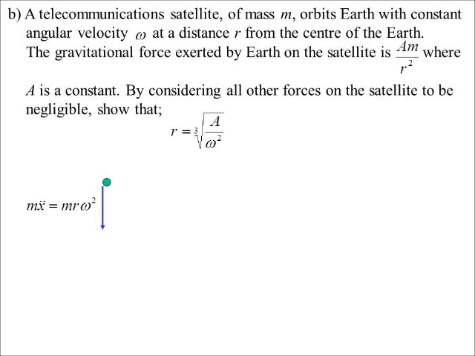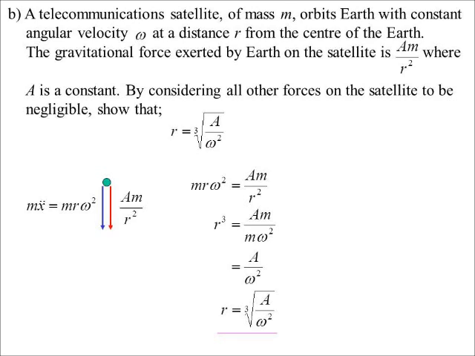What else do we have? We have the force due to gravity, which also goes towards the centre of the circle, no matter where it is. Am on r squared. Therefore, the resultant force, mr omega squared, is equal to Am on r squared. What looked like a really tricky question is actually rather simple. I just have to make r the subject. R cubed is A on omega squared, so r is the cube root of A on omega squared. That's all that's really saying.